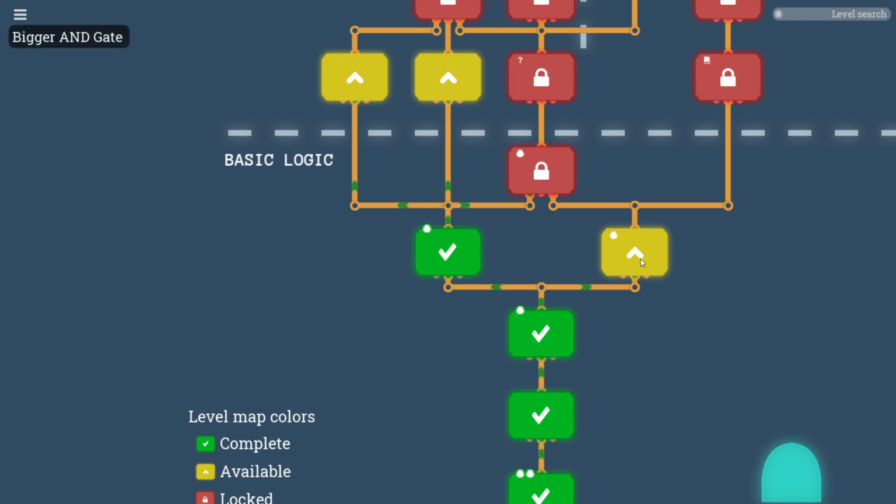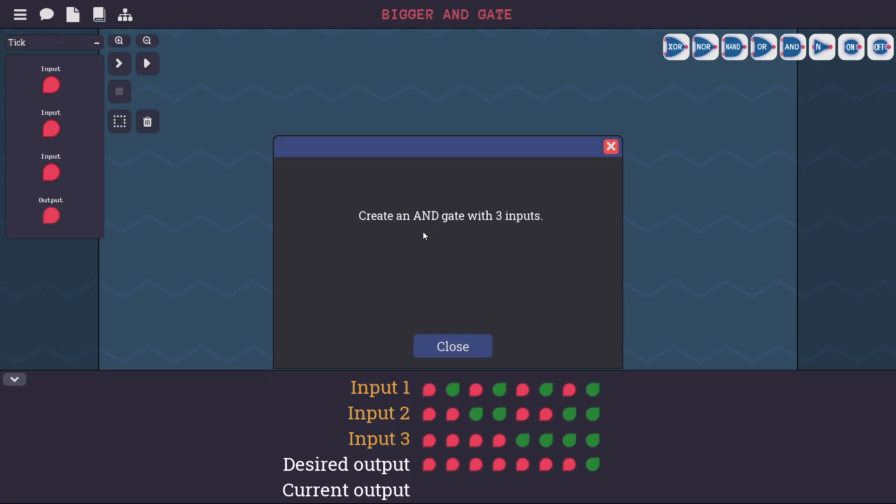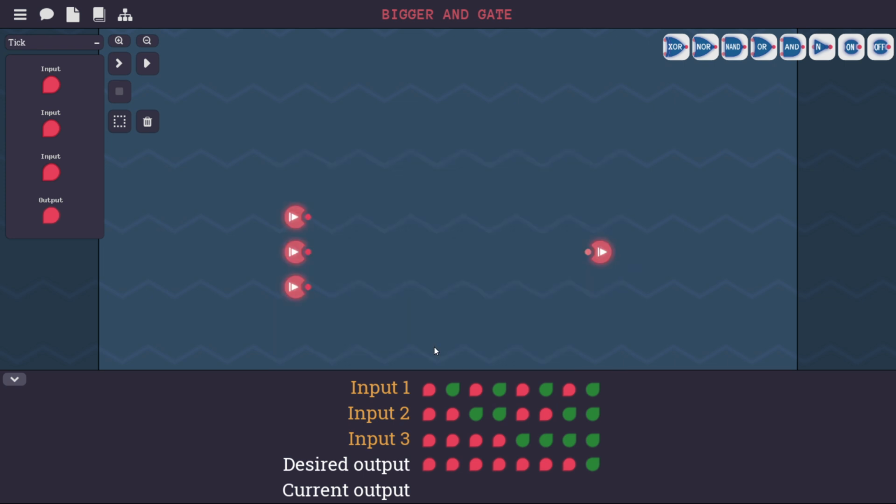Our next level is a bigger AND gate. So it says create an AND gate with 3 inputs. I guess this should also be as easy as that.